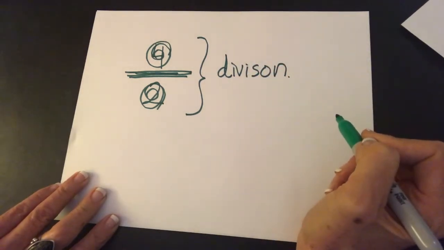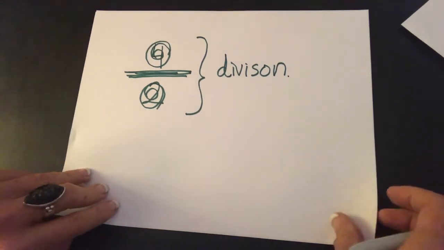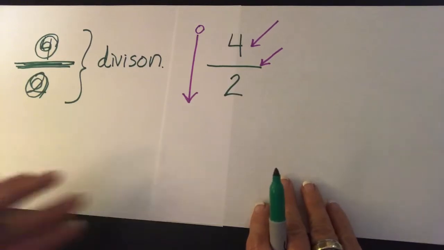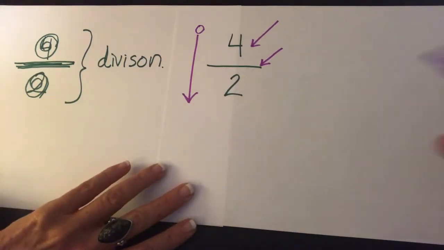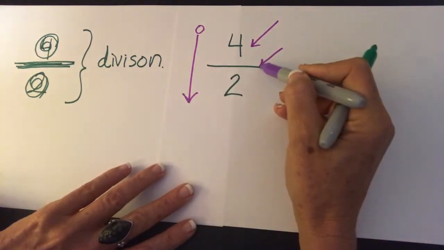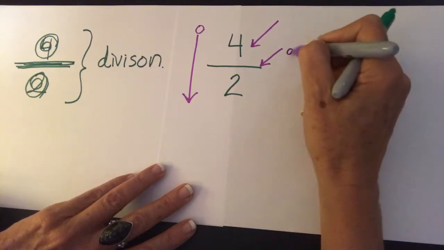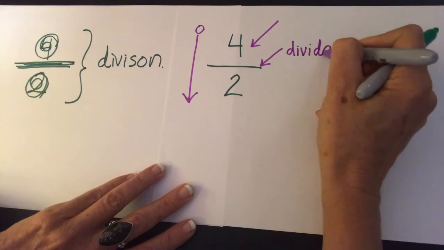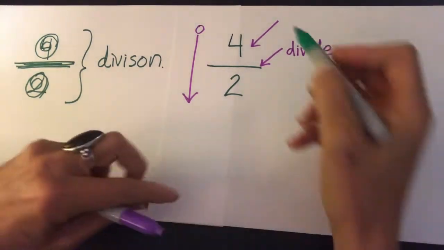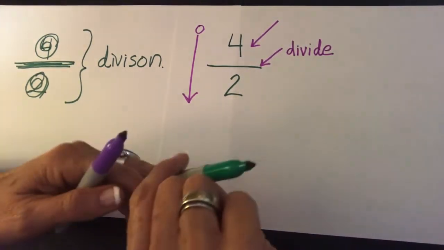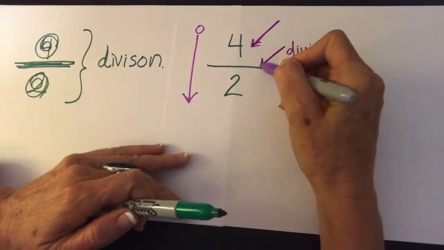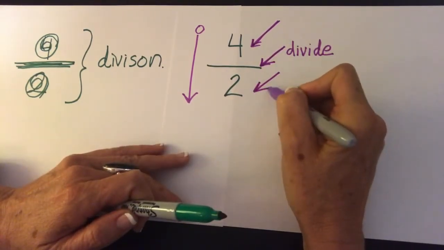I use that memory and that experience so that when I look back at my fractions and I'm reading them, I read this middle mark as division or divide by. So I read from top to bottom and I say 4 divided by the 2.